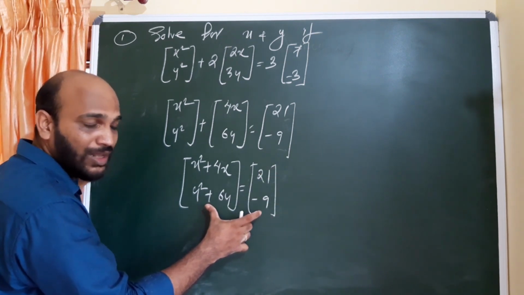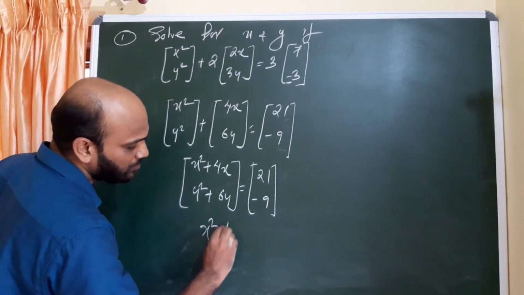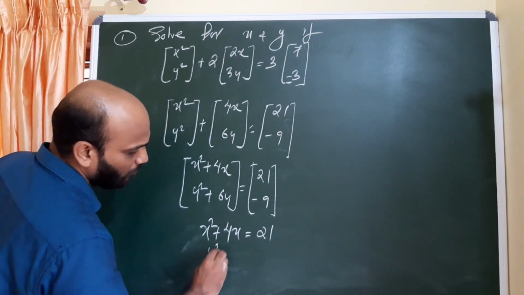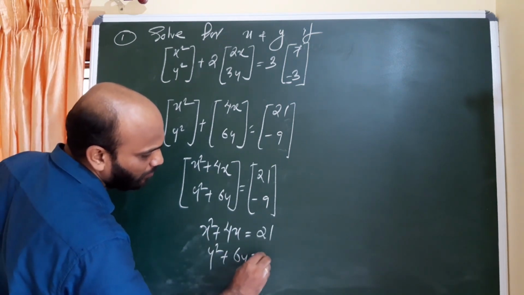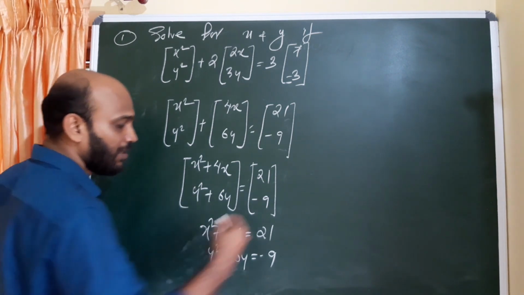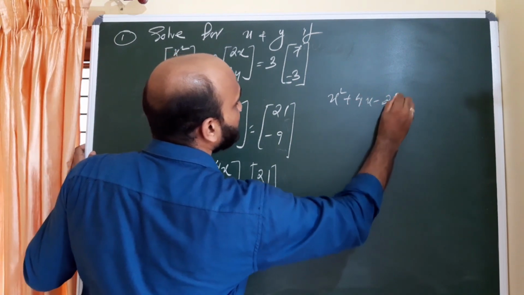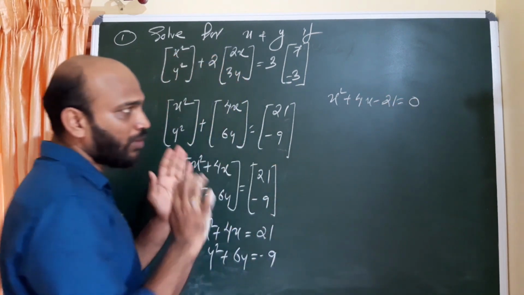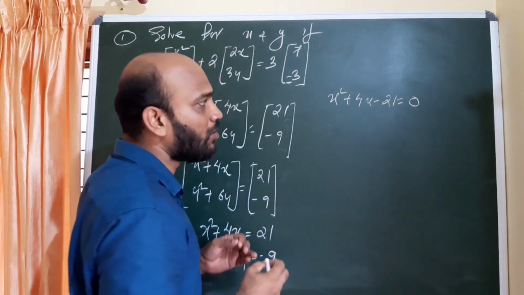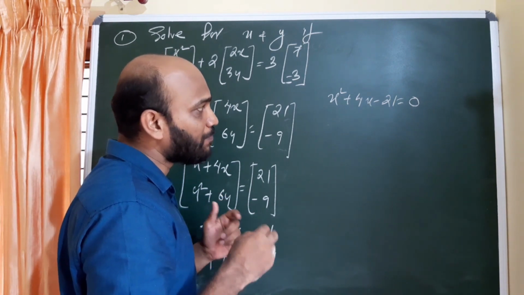Now these two matrices are equal, so we can equate corresponding terms. So we'll get x² + 4x equal to 21 and y² + 6y equal to -9. These two equations you have to solve separately. So x² + 4x - 21 = 0. This is a quadratic equation. You have to find two numbers, product equal to -21, sum equal to +4. So two numbers are +7 and -3.